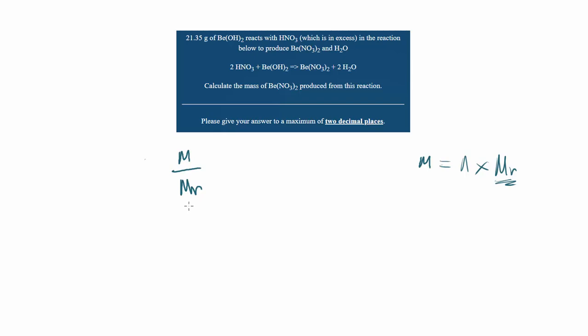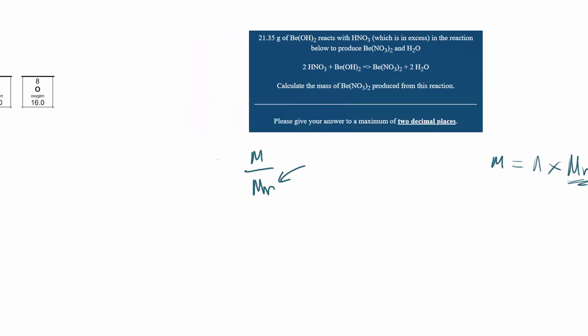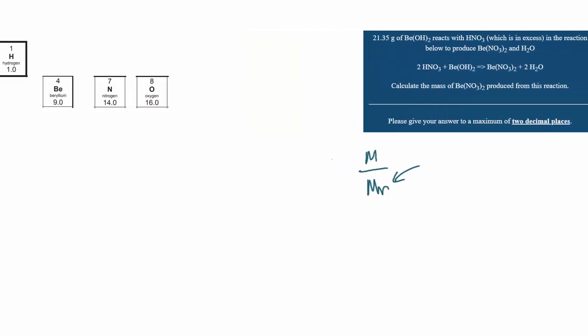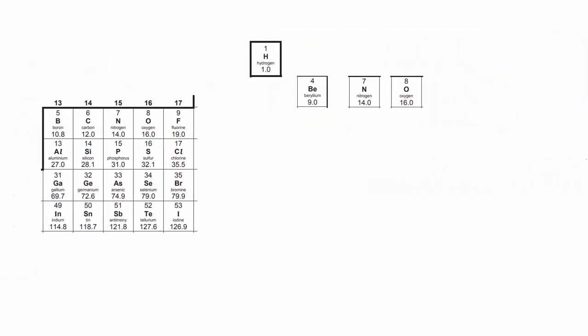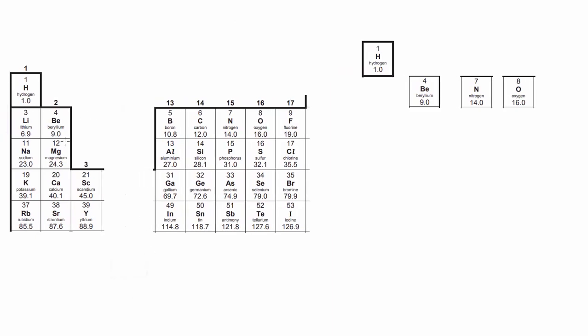We don't have the molar mass of the beryllium nitrate. Beryllium hydroxide, right? We don't have the mass, we have the molar mass of it. We're going to work it out from the periodic table. So beryllium hydroxide: as you can see, beryllium has a relative atomic mass of 9, which will lead us to our molar mass. So Be, and then we've got hydrogen here and oxygen here, right?